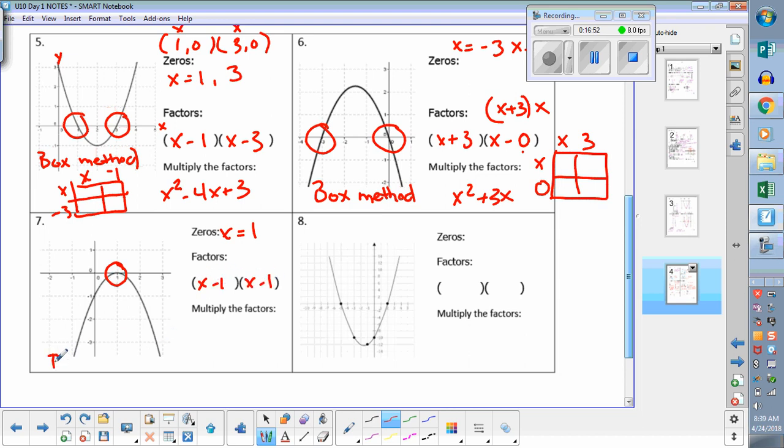If you use the box method to multiply everything out, I want to see you guys do the work. Use the box method, use this and plug it in. You're going to get x squared minus 2x plus 1. Don't worry about this one.